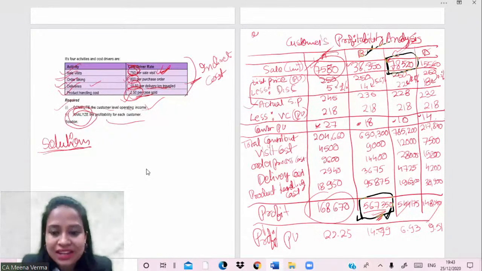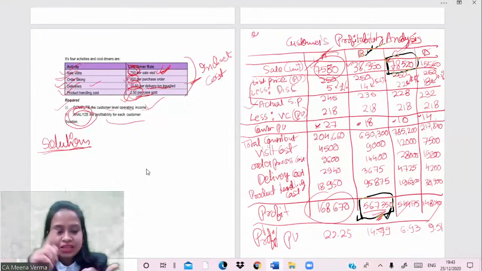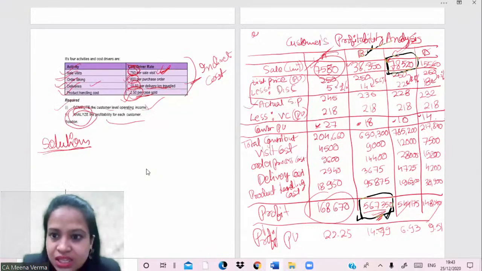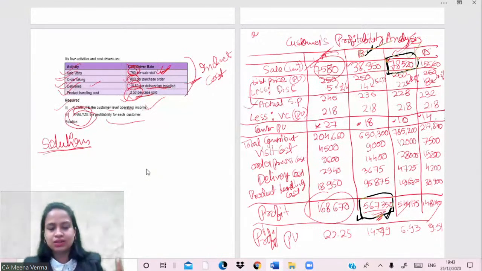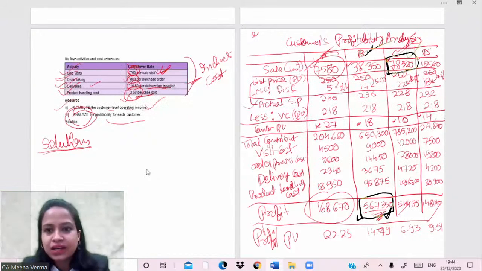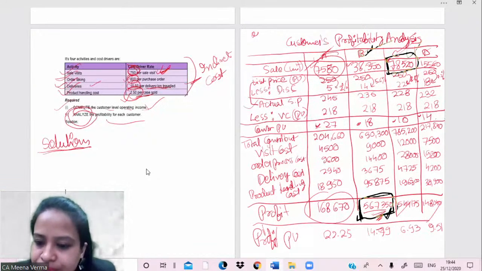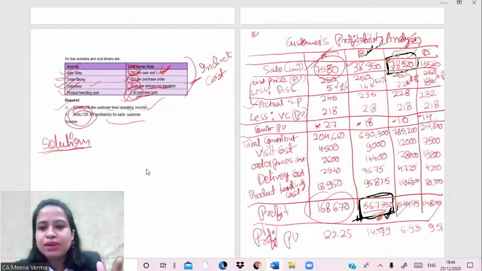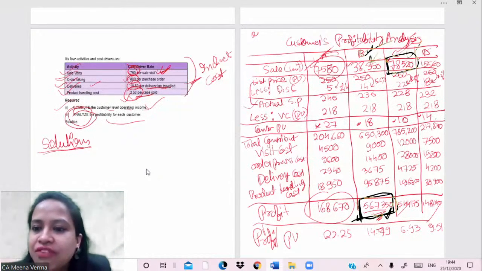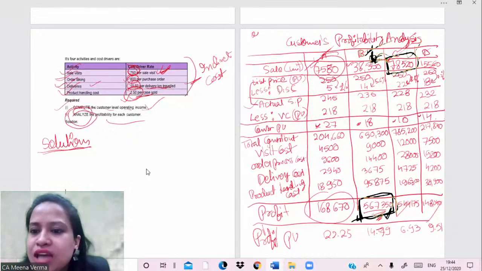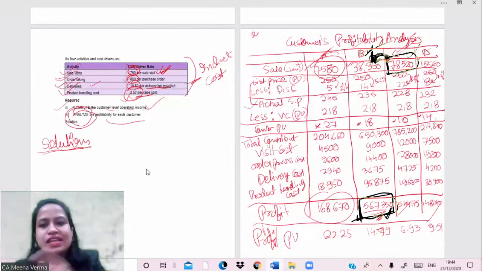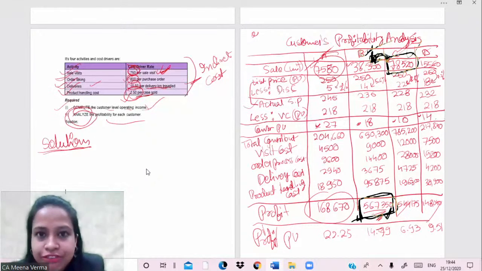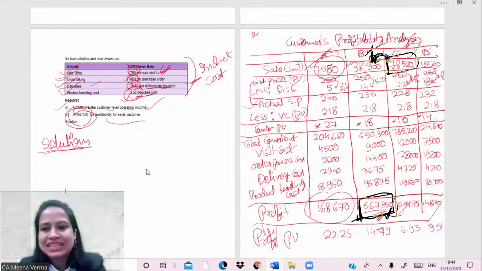So in this way, you can analyze the situation. To customer C, you are selling more units, but the profitability of B, to whom you are selling half of the units, is higher. You are selling almost half of the units which you are selling to C. It means the profit should be half. But no, the profit is more than what you are earning from C. Why? Analyze the situation. I can tell you why.